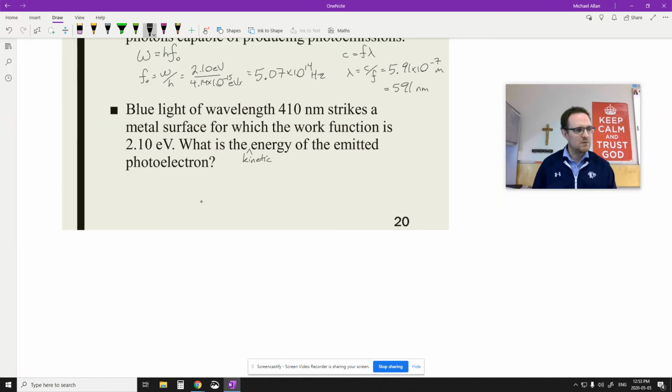Okay, so in a previous video, I mentioned that for a photo emission to occur, the energy of the photon has to be greater than the work function, or the frequency of the photon has to be greater than the threshold frequency. So I'm going to determine what the energy of this blue light is first. So the photon energy is going to be hc over lambda. Because this work function is in EVs, I'm going to use the 4.14 times 10 to the negative 15 times the speed of light.